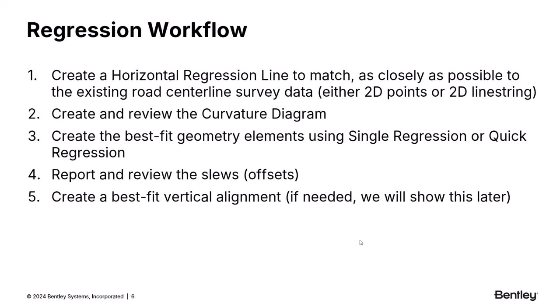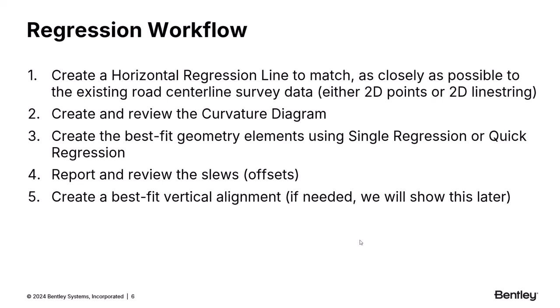You got to have some data, right? You need to have 2D points or a 2D line string. That's first and foremost. And then it's going to start with creating a horizontal regression line. It's going to match as closely as possible to that existing survey information. And then from there, you're going to take a look at the curvature diagram to try and figure out where the tangents and curved areas are of this information.